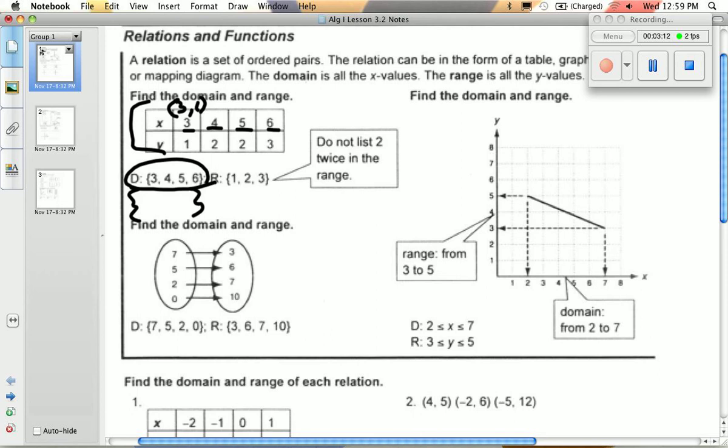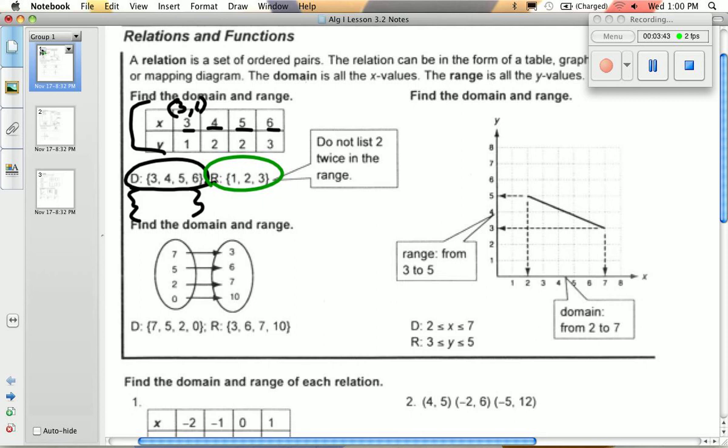Well, then the range comes along, and they want that too. So the range is this information, capital R for range, and curly brackets to show the set of numbers again. But notice, what did they not do? They did not list the 2 twice. We're just showing what are all the possible values y can be. It can be 1, it can be 2, it can be 3. We don't have to say 2 twice. Okay. Well, that's when it's in a table.